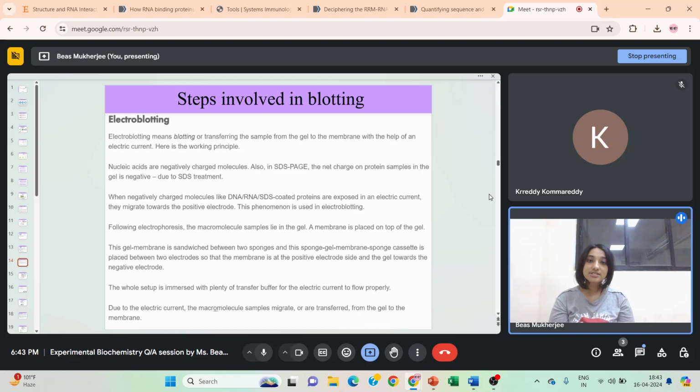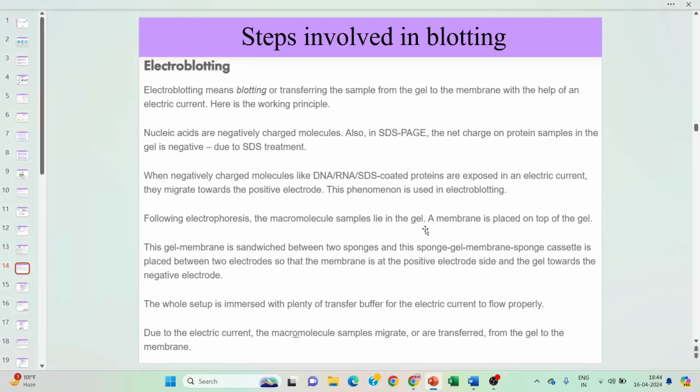So following the process, the membrane is placed on top of a gel and the gel and membrane are sandwiched between two sponges, and this sponge, gel, membrane, sponge cassette, right, is placed between two electrodes so that the membrane is at the positive electrode and the gel toward the negative electrode. The whole setup is immersed in plenty of transfer buffer for the electric current to flow properly. Due to the electric current, the macromolecules migrate and are transferred from the gel to the membrane. So I'm sure you've understood this.